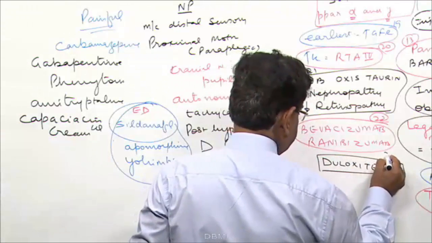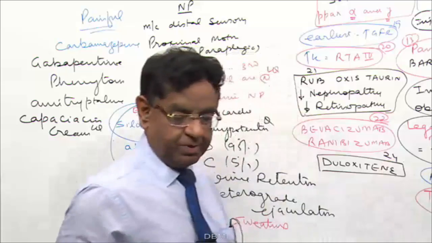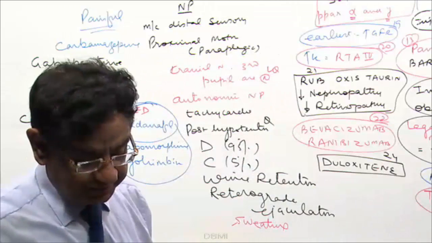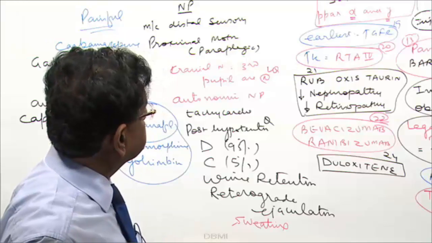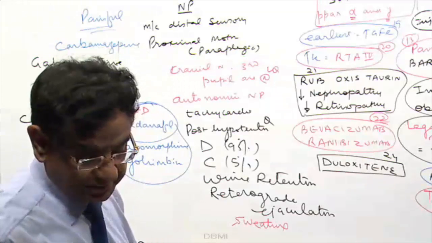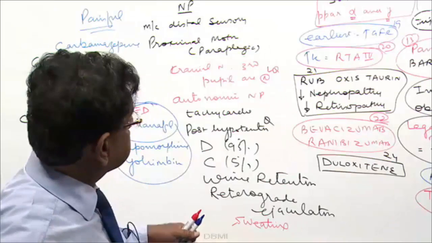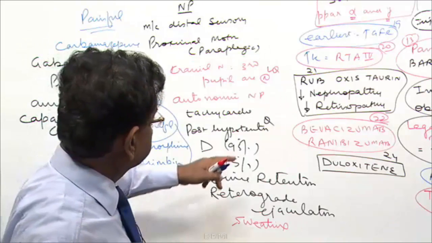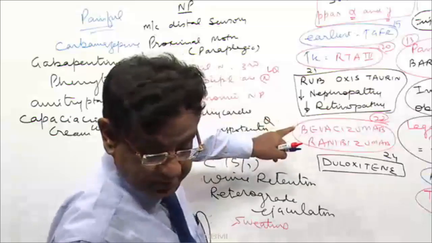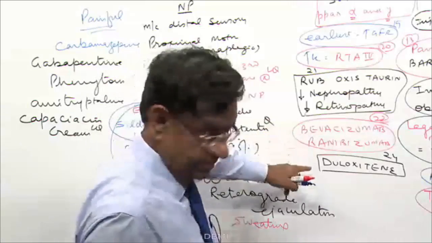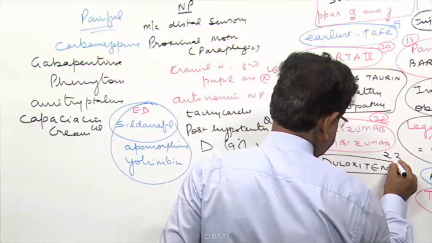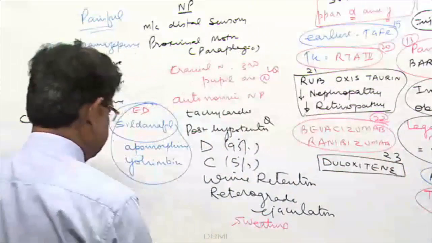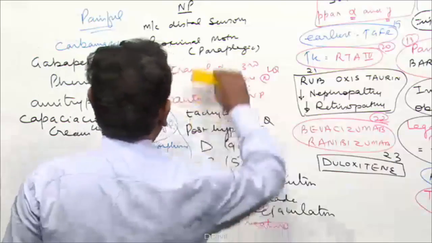Box number 24. Sorry, this is box number 23. Duloxetine. Okay. I can rub it out now.